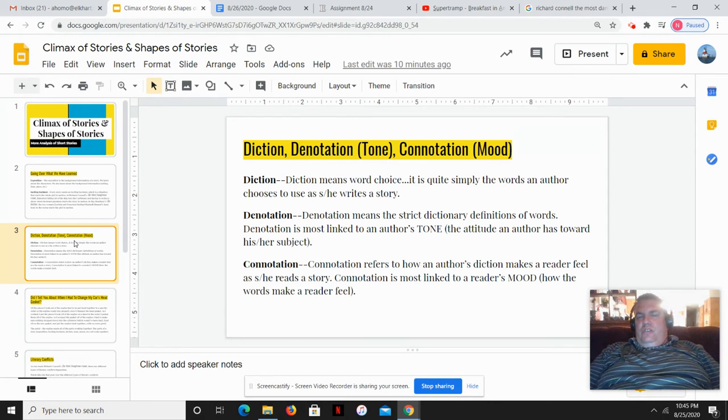We've talked about diction, which is the author's word choice. So diction means word choice. We've talked about denotation, which is the strict dictionary definition of a word. And we've talked about connotation, and that is how the word that is used makes the reader feel. So when we talk about tone, we're talking about an author's tone or attitude toward his or her subject. And when we talk about connotation, we're talking about how the reader feels. We're talking about mood.